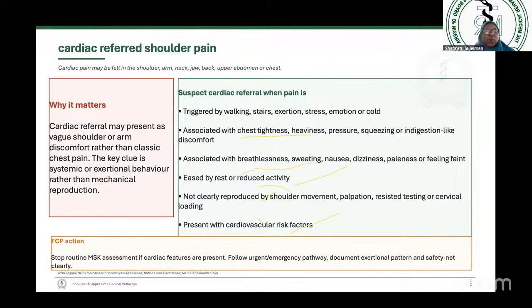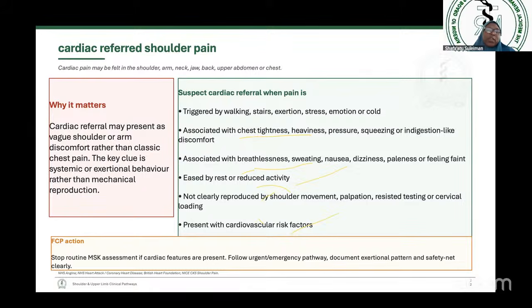Resistance testing is okay. Cervical test is normal. Every other thing is okay. But then the patient says he's still got pain with shoulder. Then we subjectively look into when do you get the pain more? What do you do that causes the pain?